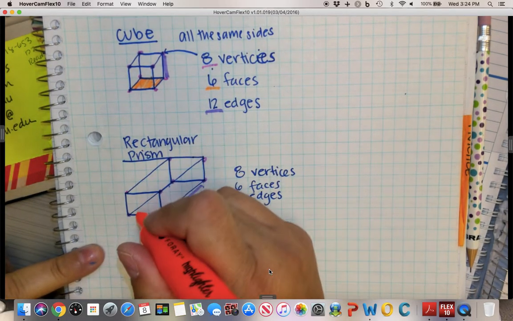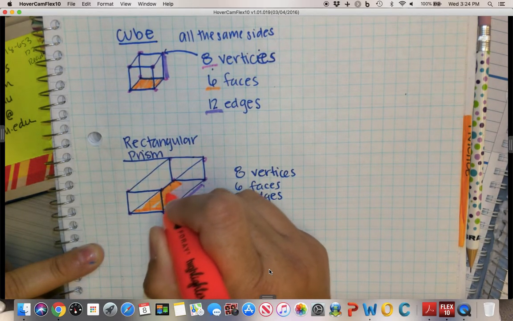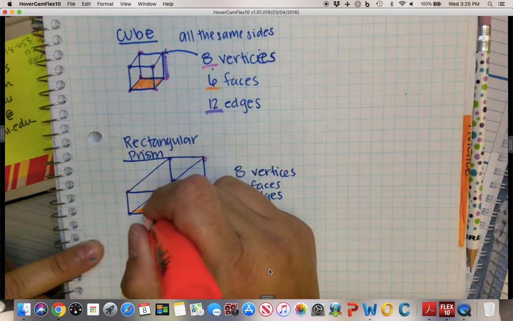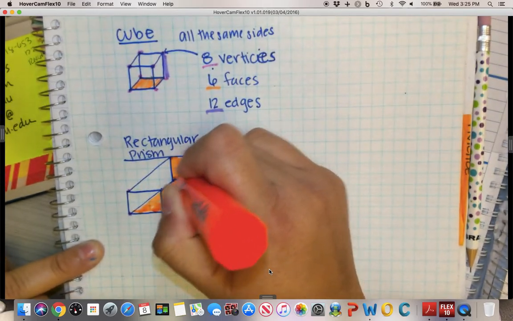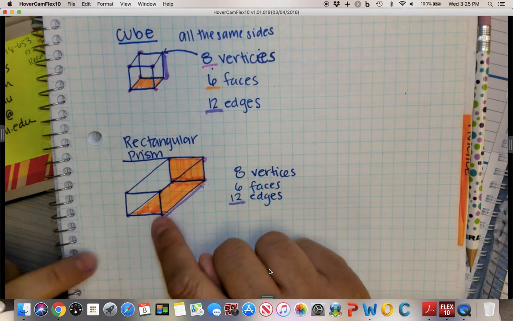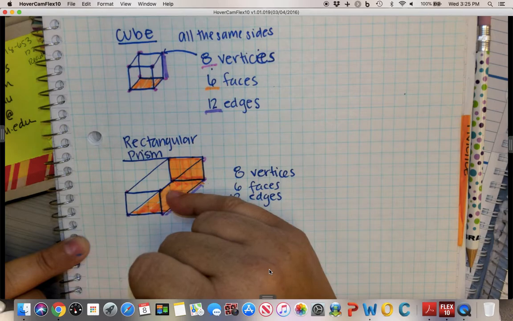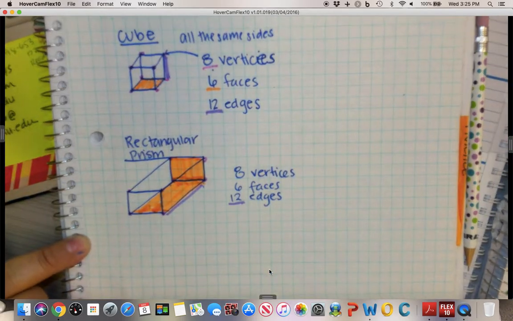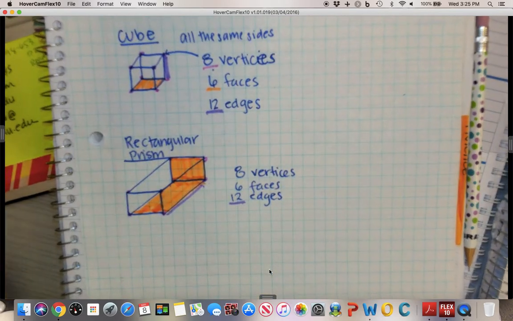And the faces aren't the same, they do not have the same area. But they are still faces nonetheless. So as you can see, I'm going to have 4 of these long rectangular faces, 1 here, 1 here, 1 here, and 1 on the side. And then 2 of these smaller rectangles.